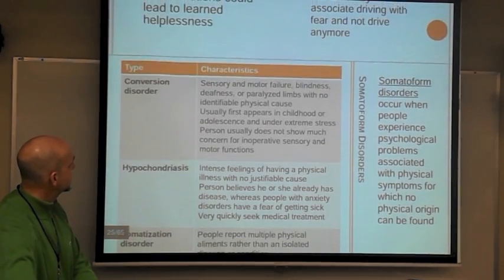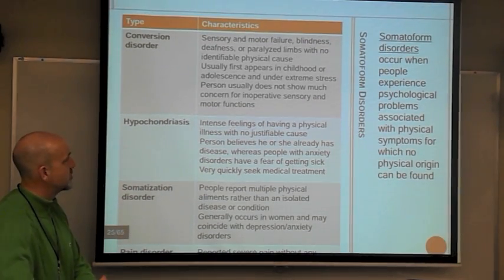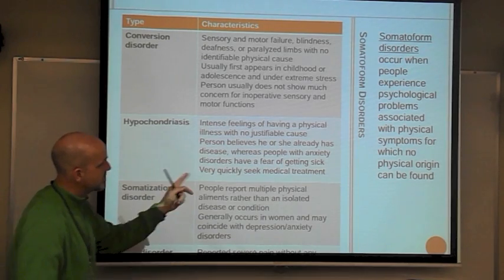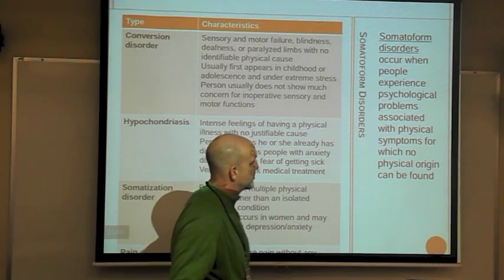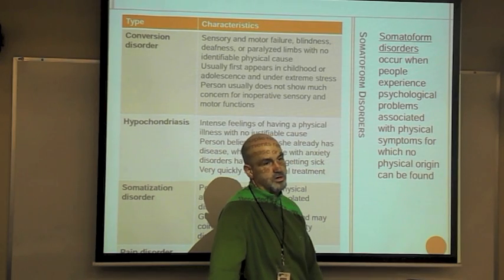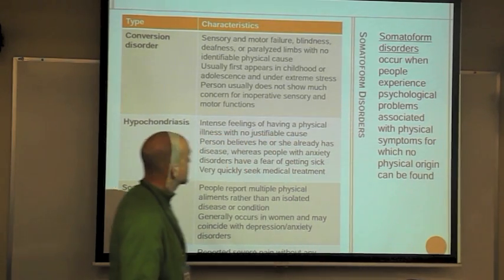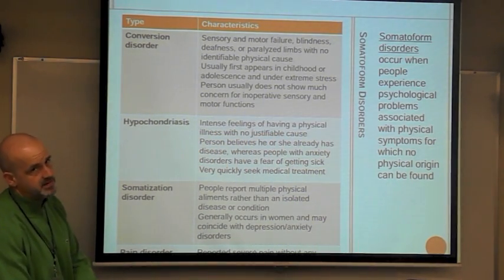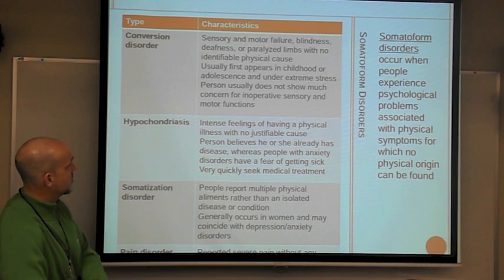Now, the next type of disorder deals with somatoform disorders. This occurs when people experience psychological problems associated with physical symptoms, for which there is no physical origin. Now, this right here, several movies make reference to this. Conversion disorder is sensory and motor failure, blindness, deafness, or paralyzed limbs with no identifiable physical cause. Now, this usually first appears in childhood or adolescence under extreme stress.